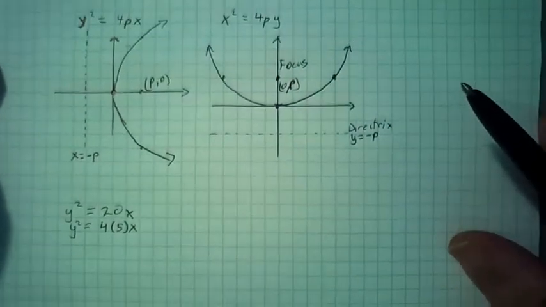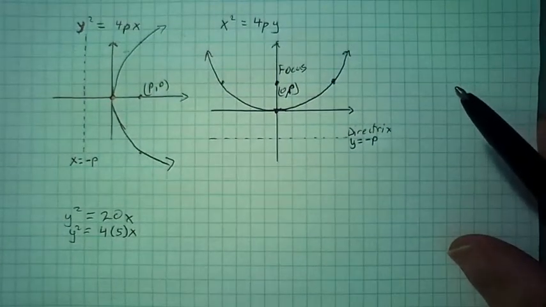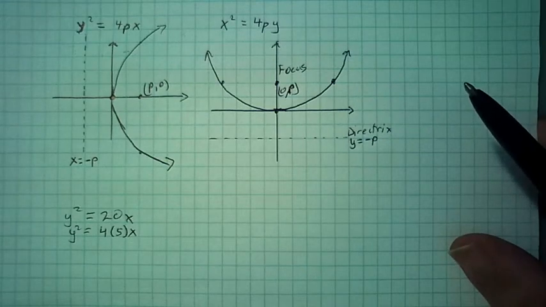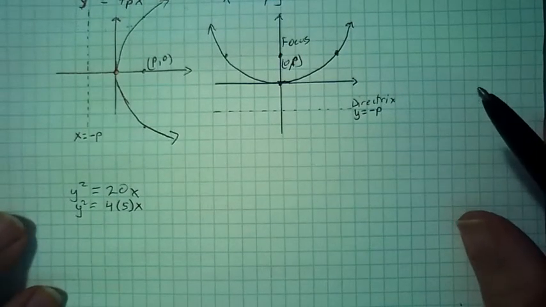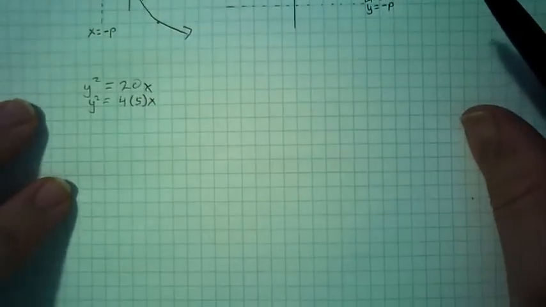So let's get into the examples. I have 3, 4, 5, 6, 7 examples of the 3 ways that this works out. So the first way is this.